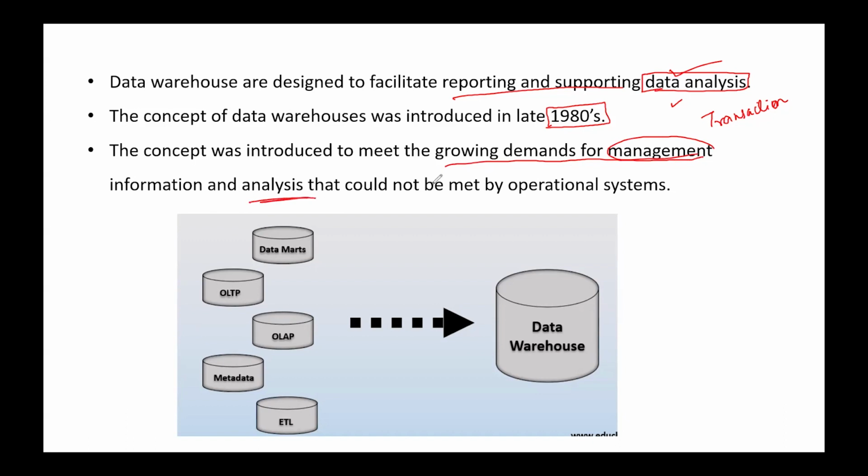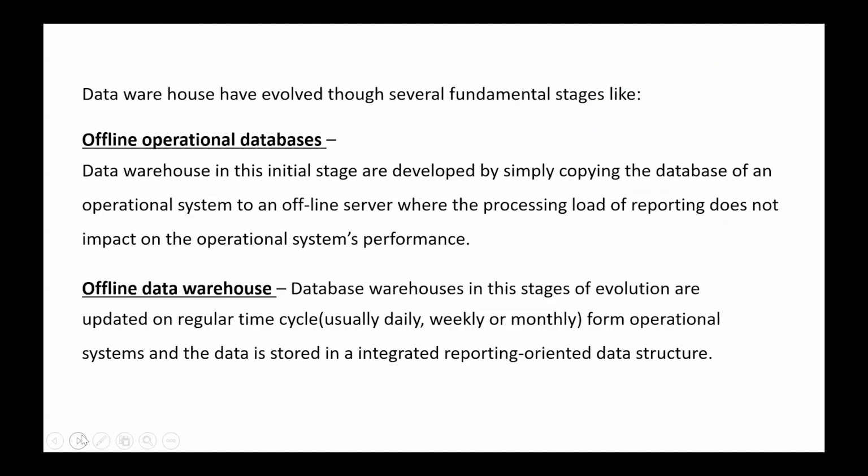Management information and analysis could not be met by the operational system. In a regular database, we cannot analyze the data. But when we store all the historical data, all the backups we have taken, and collate everything together and analyze it, we get certain information. With that, we can make certain decisions, right? All the kinds of data, like I told you: data marts, which are nothing but smaller databases; metadata, that is data about the data; ETL, which we will learn now; OLAP, online analytical processing; online transaction processing. Any kind of data will be available in your data warehouse. That is the importance of your data warehouse.